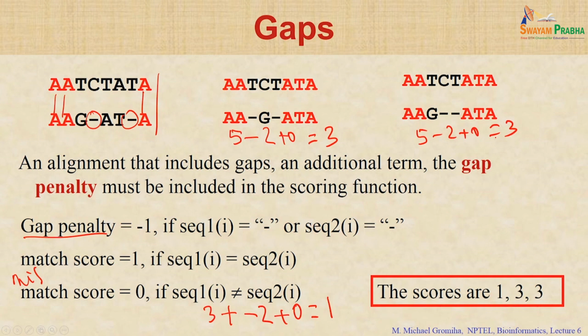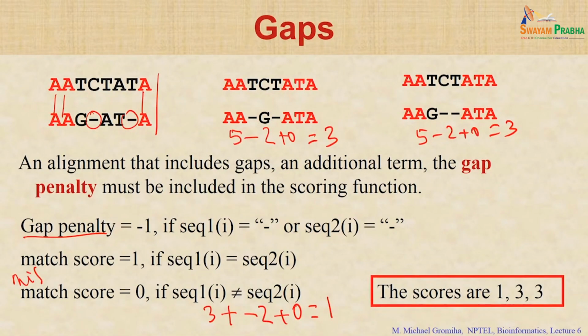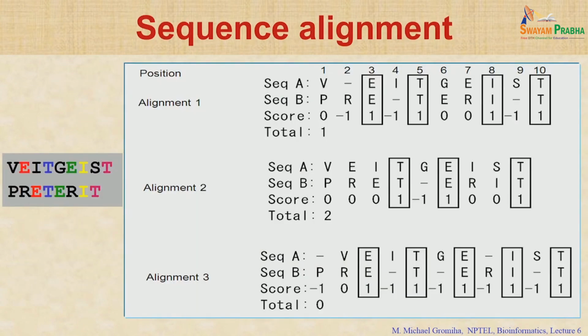So, in the earlier alignment without gaps, we got the scores 4, 1, 3. Now, when we align with the gaps, we change the score, and we get 1, 3, 3. Now the next question is, if you have these gaps and this mismatch, whether we need to give the same weight or a different weight. Before that, I give another example. Here we have the protein sequence. Here I give the DNA sequence and another protein sequence here. This is sequence A.